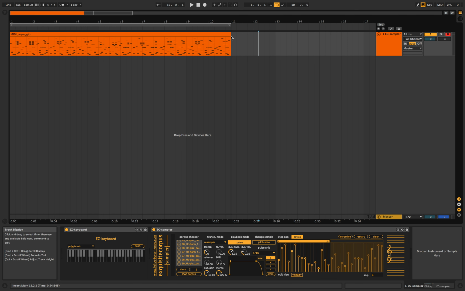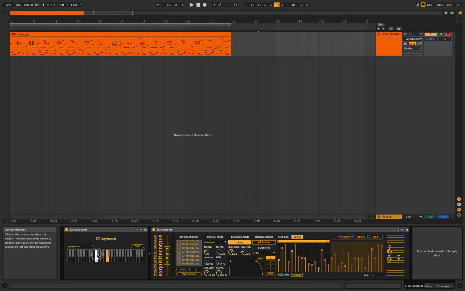So let's say that I play a key in my virtual keyboard. I won't be able to hear anything because I need to hit play first, and then I'll be able to use whatever MIDI input I have to control the pitch of my corpus samples. Now in the next video we'll be talking more about the pulse unit specification and other things we need to consider when working in pulse mode.